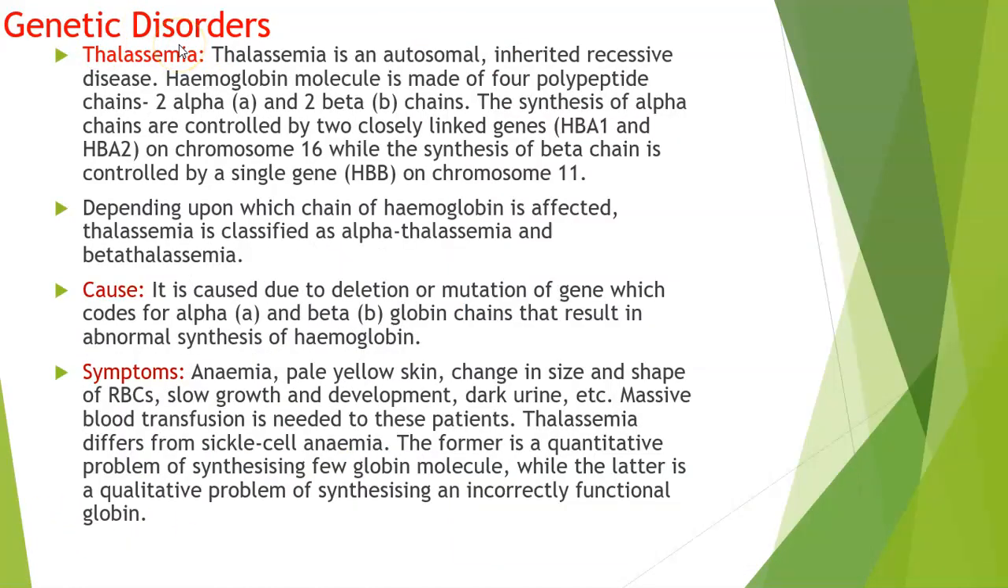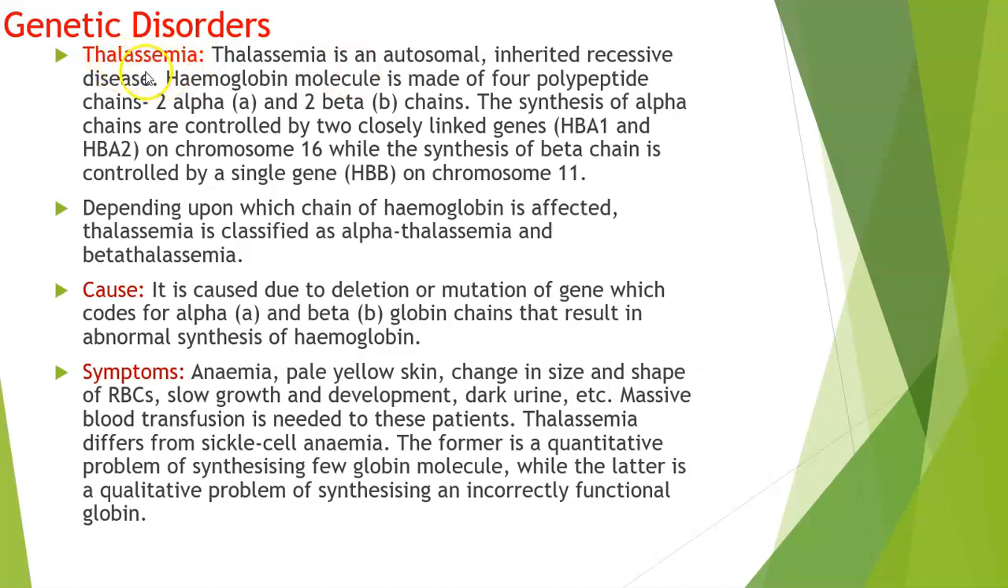Genetic disorders are broadly classified into two categories: Mendelian disorders and chromosomal disorders. Mendelian disorders are mainly caused due to alteration or mutation in genes, for example thalassemia. On the other hand, chromosomal disorders are caused due to absence or excess of one or more chromosomes or their abnormal arrangement. We will see a few disorders of both categories.